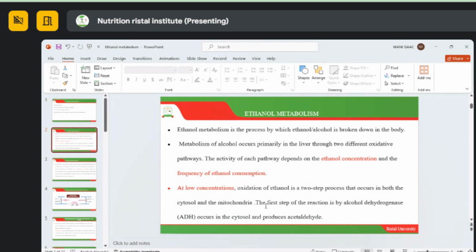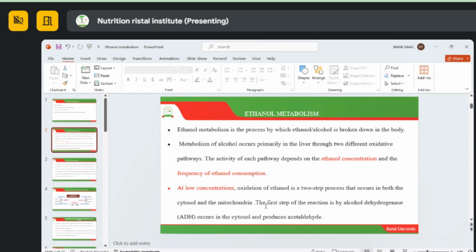The exact process goes through two different oxidative pathways, and the activity of each pathway depends on the ethanol concentration and the frequency of ethanol consumption. At low concentration, meaning if someone takes just a little alcohol, the oxidation of ethanol occurs in just two steps. It is a two-step process that occurs in both the cytosol and the mitochondria. One step occurs in the cytosol, then the next one takes place in the mitochondria.